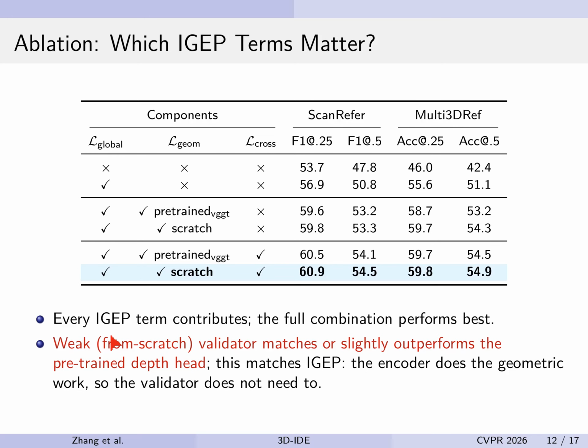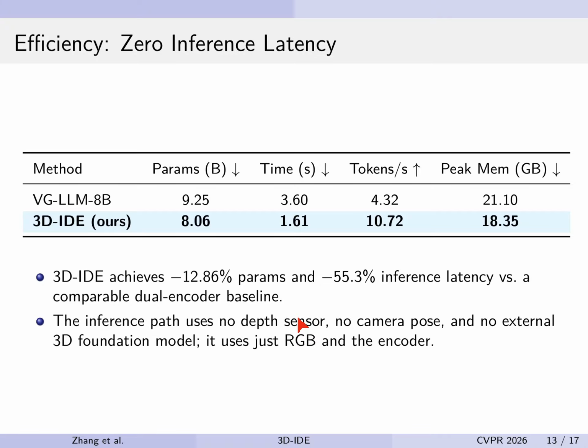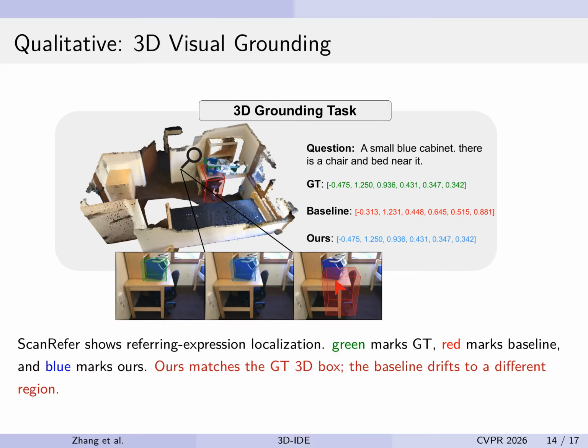Our approach incurs 12.9% fewer parameters and 55.3% lower inference latency versus dual-encoder baselines. With no depth sensor, camera pose, or external 3D model, inference relies solely on RGB in our encoder. Qualitatively, for 3D visual grounding, ours in blue matches the ground-truth 3D box, while the baseline mislocalizes. ScanRefer referring expression localization shows our method's outputs align more accurately with annotated objects.